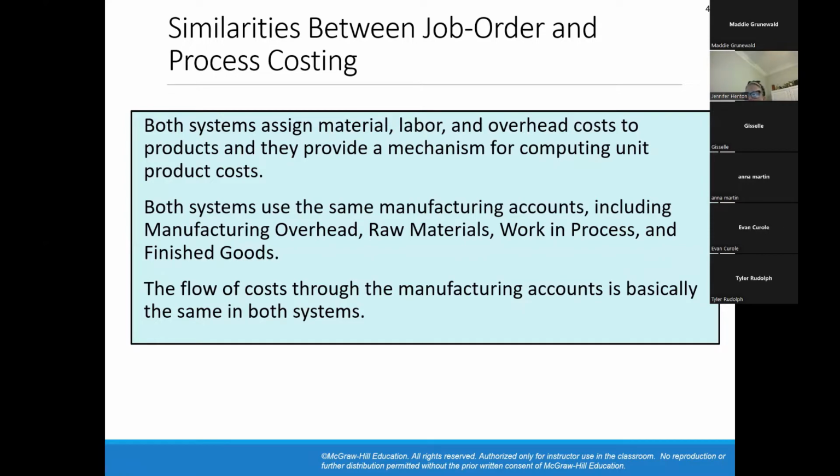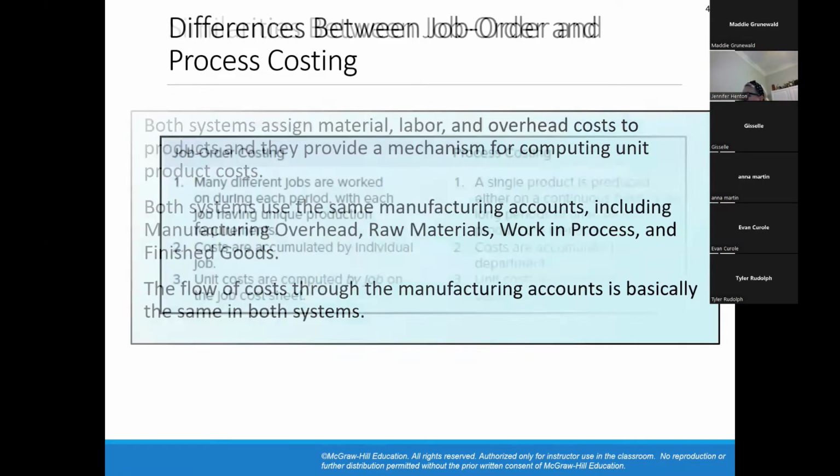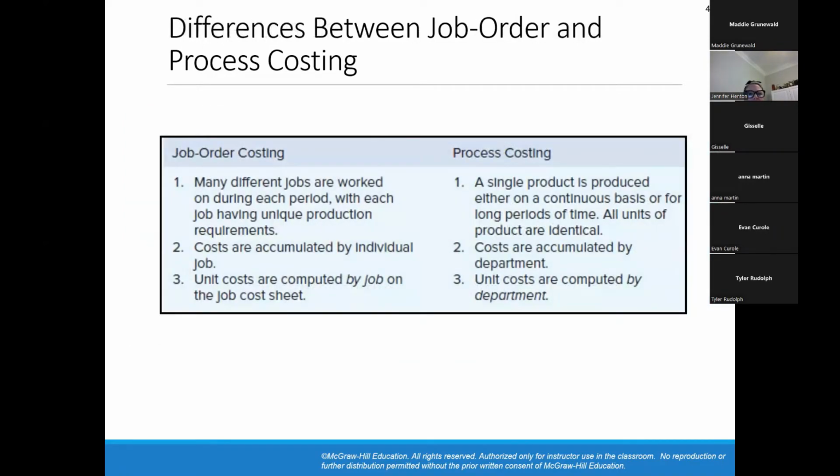All right. There we go. For job order costing, we just talked about the types of jobs that we use for that system. And we also talked about that job cost sheet. So you'll have something that tells you, okay, here's my job number. This is all the costs that went into it.